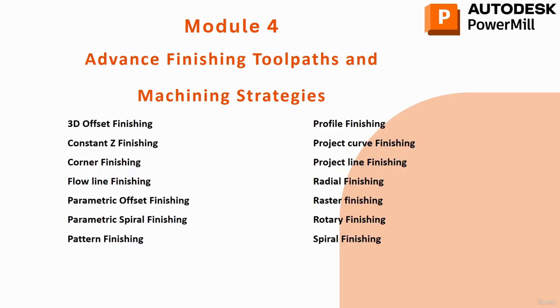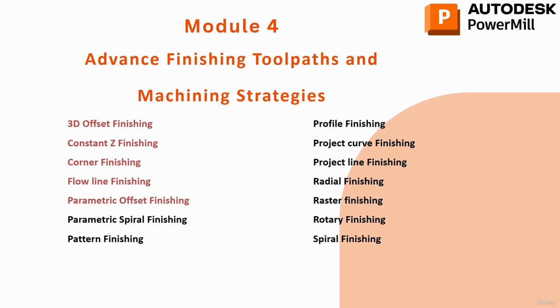So we have already started module number 4, which is all about the advanced finishing toolpaths and machining strategies. And we have covered the 3D offset finishing, constant Z finishing, corner finishing, and flow line finishing. So today we are going to start the parametric offset finishing, and let's see what the parameters for the parametric offset finishing are and how we can perform it.